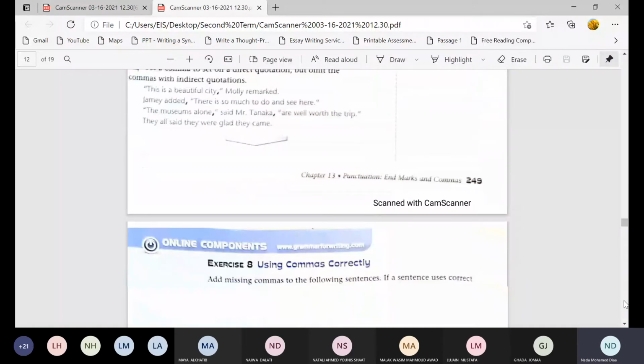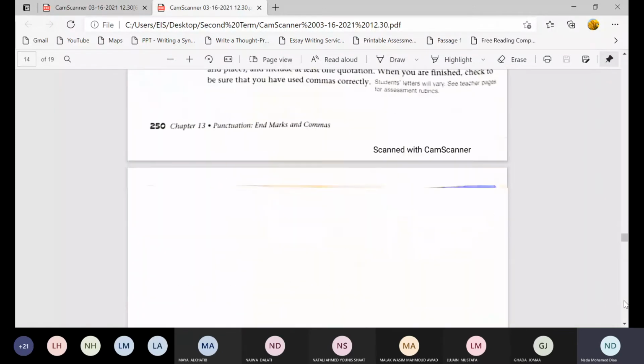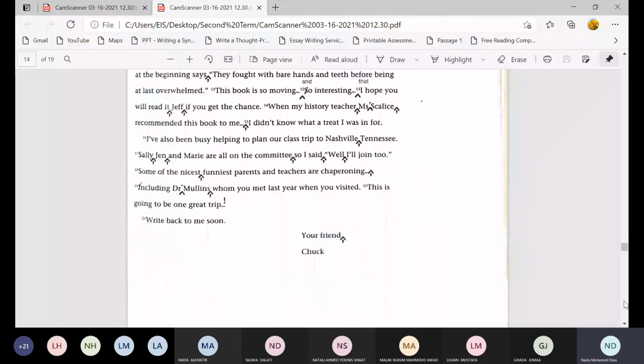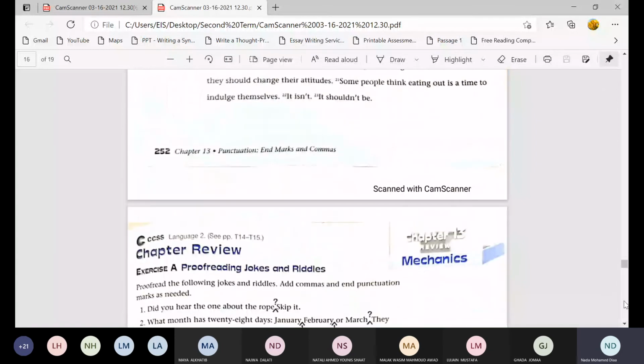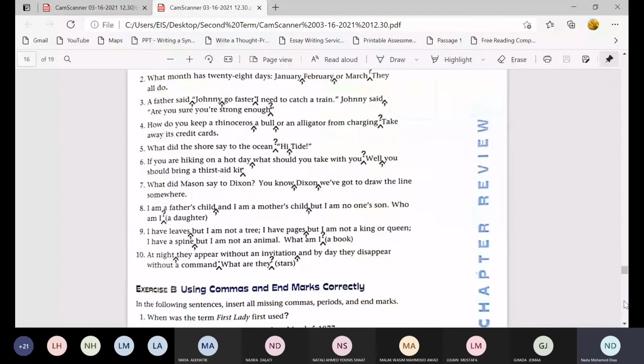Now, girls, we move to page 253. We will leave this to the end. If we have time, we'll go back to solve it. Now, we will start with 253. I'll give you 2 minutes to think of it because commas take time, and then we start solving.